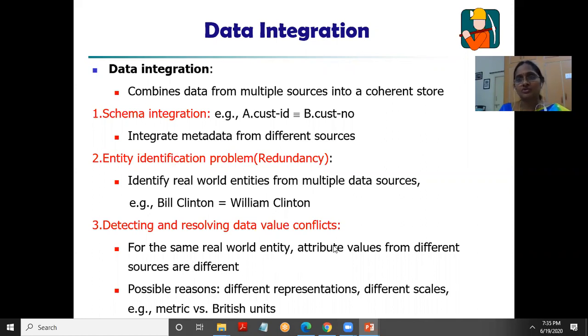So what are those issues? How to integrate the data? What are the techniques used for data integration?